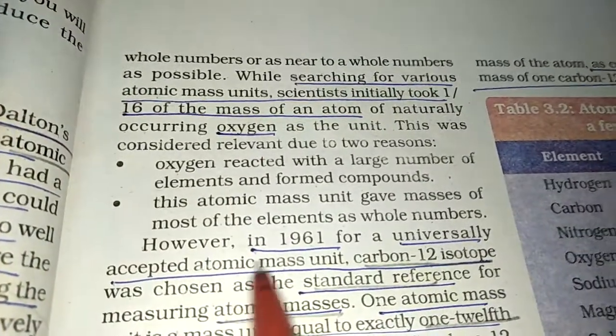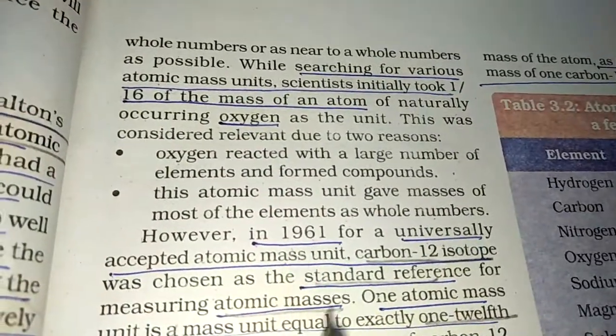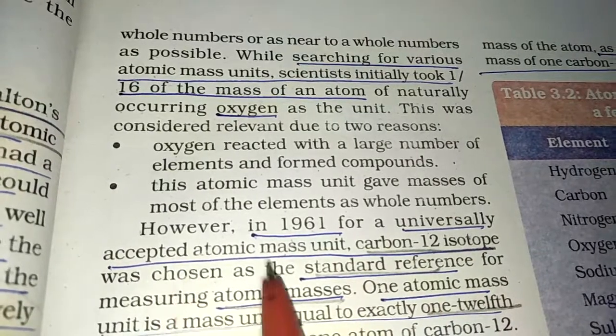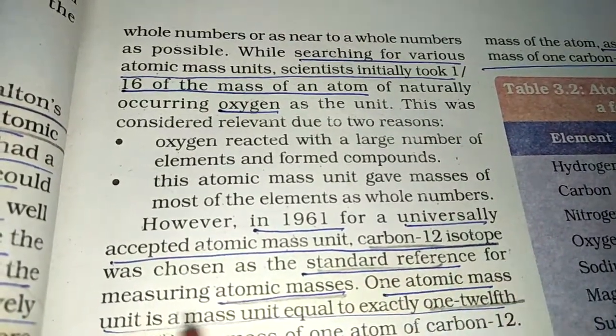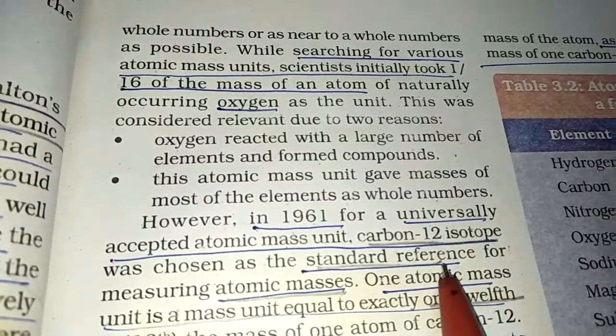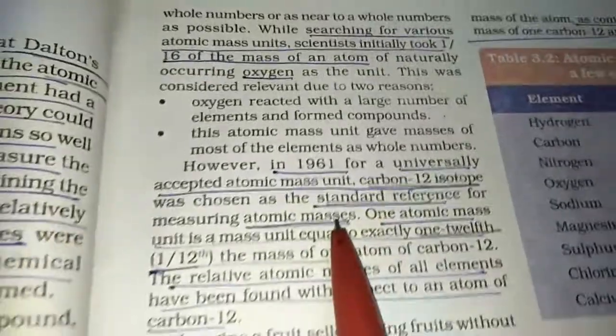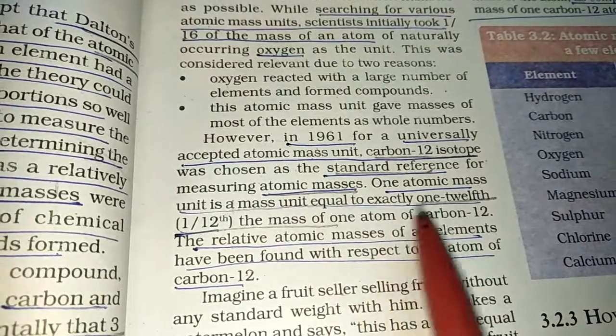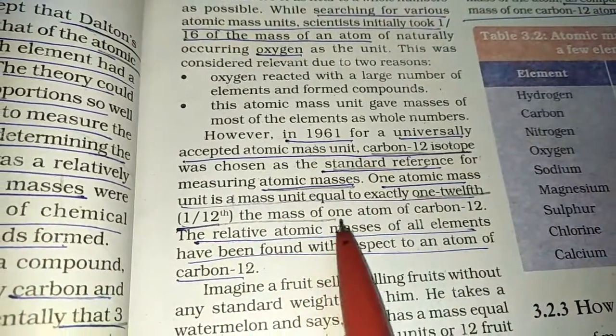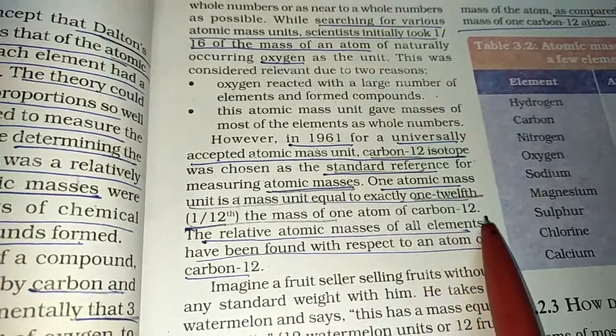But then in 1961, the universally accepted atomic mass unit became the carbon-12 isotope. It was chosen as a standard reference for measuring atomic masses. So one atomic mass unit is equal to exactly 1/12 of the mass of one carbon atom.